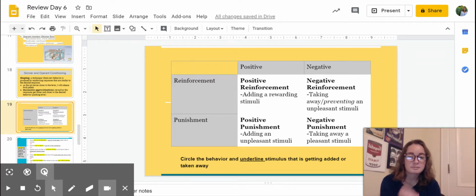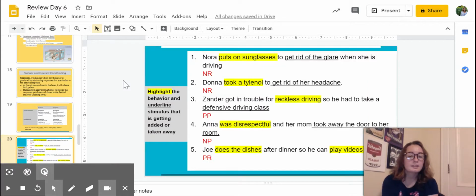So my advice when it comes to doing these is, if you're getting a problem, circle the behavior first, and underline the stimulus, the thing that's getting added or taken away as a result of your behavior. So step 1, identify the behavior first, and then step 2, identify what's getting added or taken away as a result. So let's work through these practice problems.